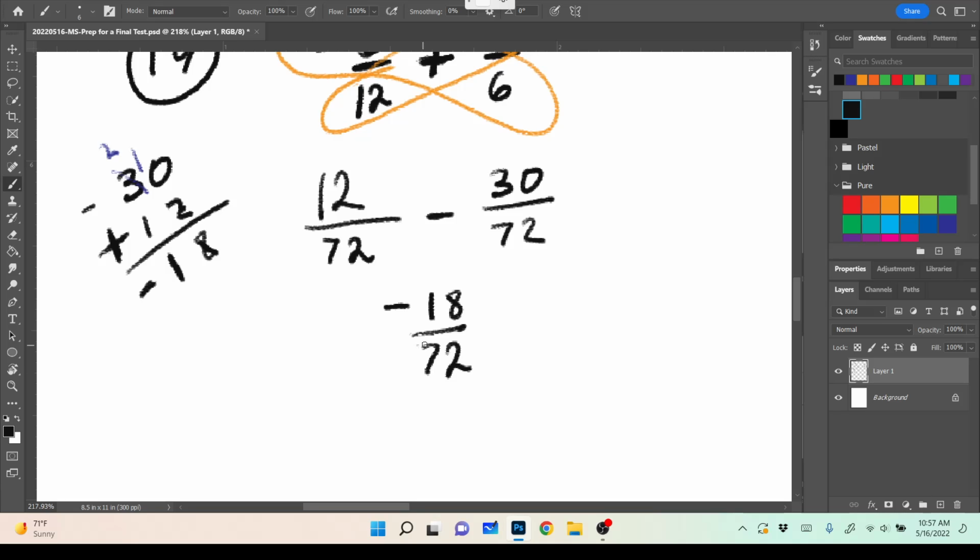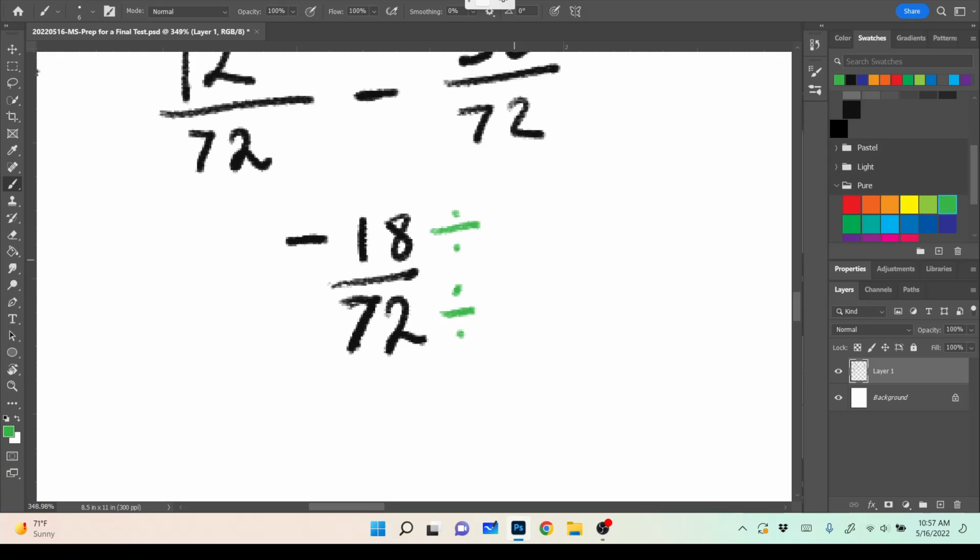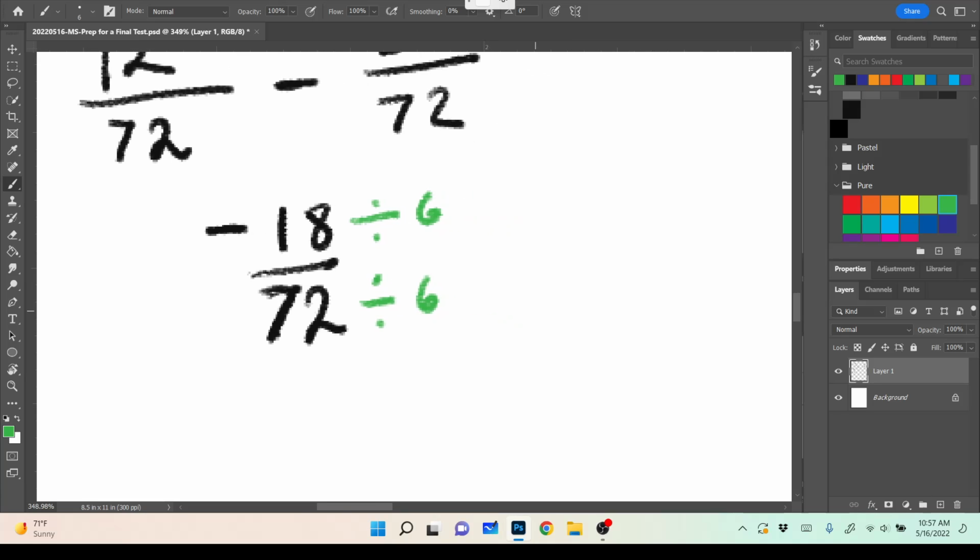What do we need to do with these guys now? Reduce. What could we reduce by? Four doesn't go into 18. Oh yeah, huh? 6. Let's try it. See what happens. It definitely works because 1 plus 8 is 9, which is divisible by 3, and it's even. 7 plus 2 is 9, which is divisible by 3, and it's even, so it definitely is divisible by 6. So, oh, true. That's true. Any way you look at it, it definitely works.